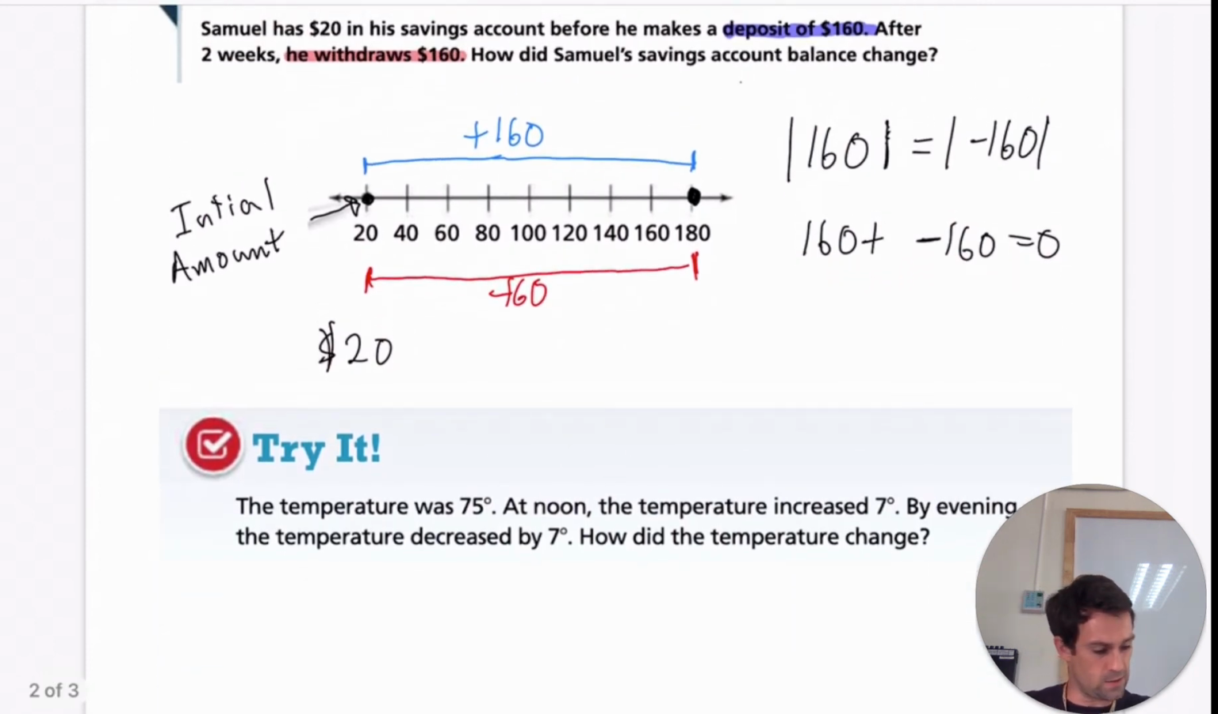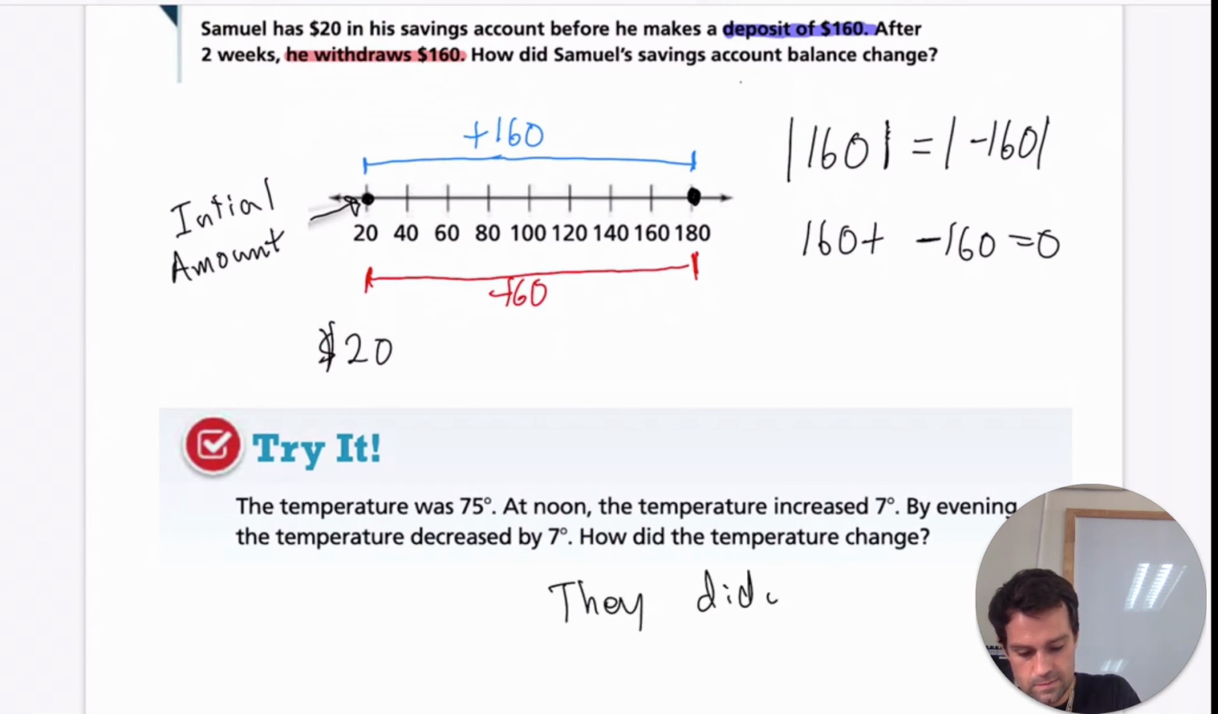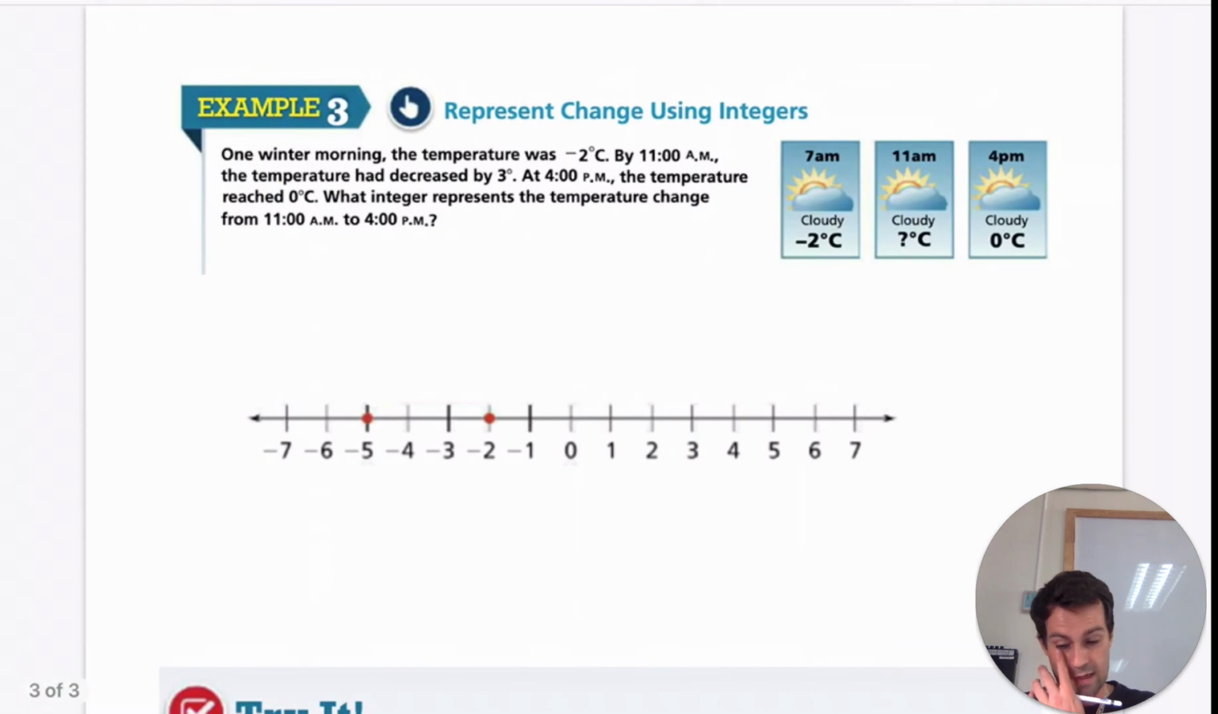Go ahead and try this one on your own. So how did the temperatures change? They didn't. They're back to the same, right? We're adding the opposites.